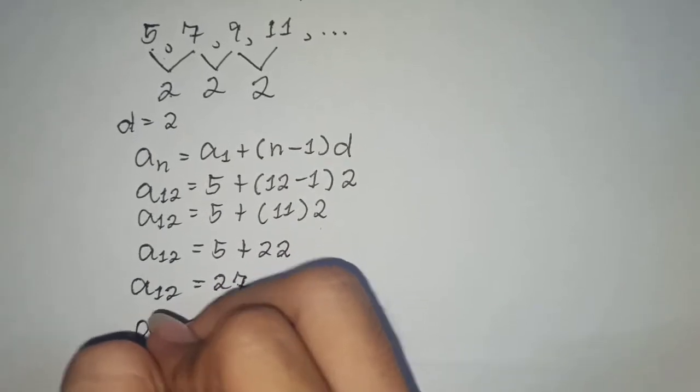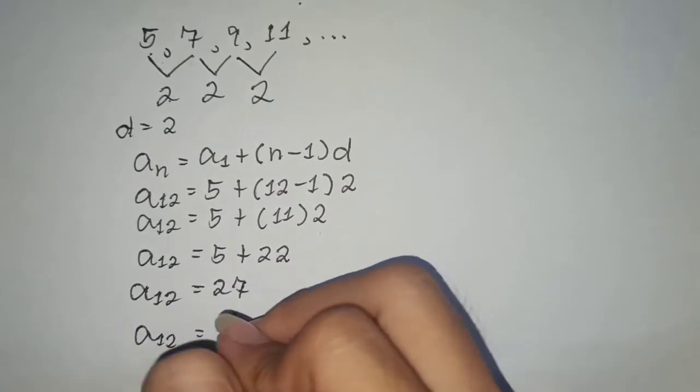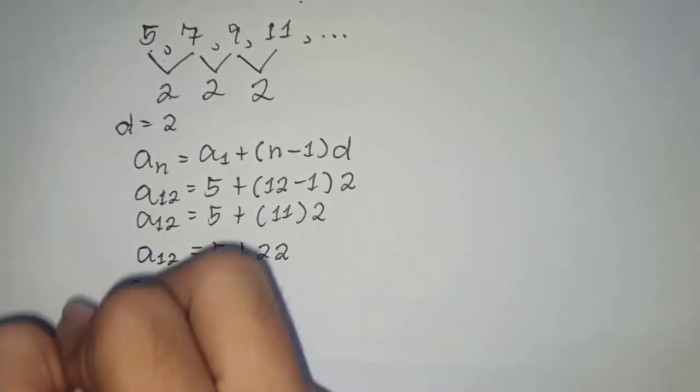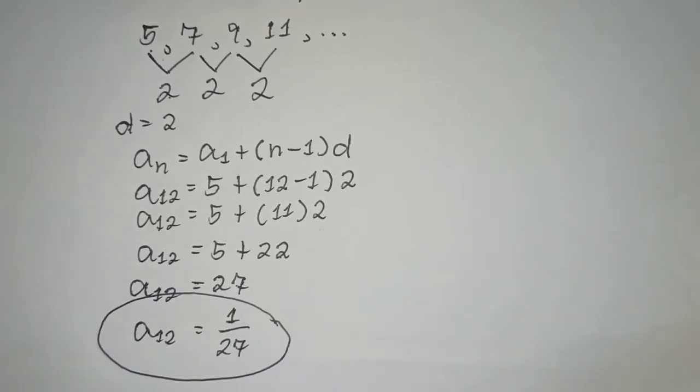This is not yet the answer. Write its reciprocal. So a sub 12 equals 1/27. So the 12th term is 1/27.